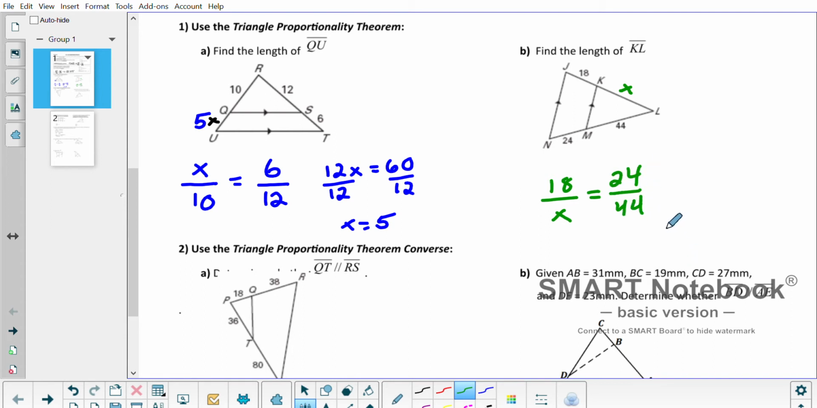If we use our cross products here, I'm going to reduce first, just because it's going to make our lives a little bit easier here. So I know 4 goes into both of these. 4 will go into 24 8 times. It'll go into 44 11 times. This is going to give me 8x equals, let's see, 18 times 11 is going to give us 198. If I divide this out, x is going to end up being 24.75. So not a whole number here, but we still know that the value of x is going to be 24.75.